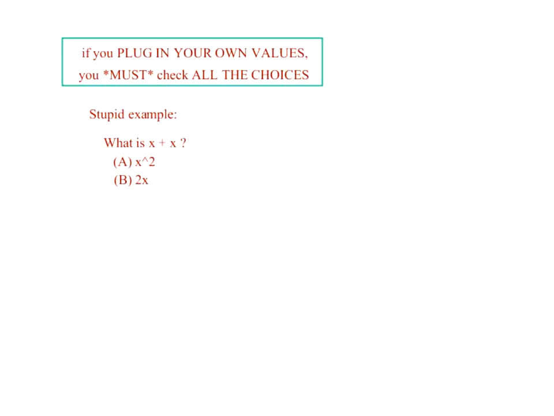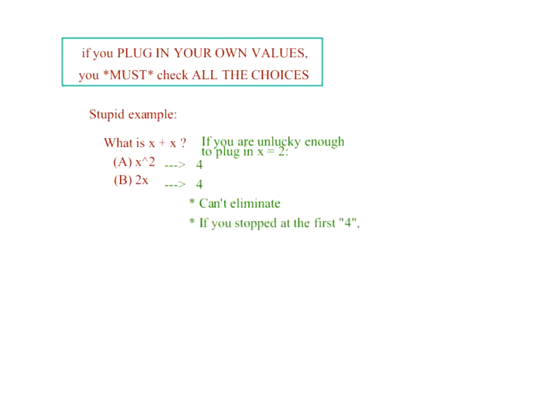If you are unlucky enough to plug in 2, then you will get 4 for both of these, and your desired answer is also 4. So two things about that. The first is you can't eliminate with that choice. And if you stopped at A, at the first 4, you'd get the problem wrong. So that's why you have to check all the choices, because things like this can happen.